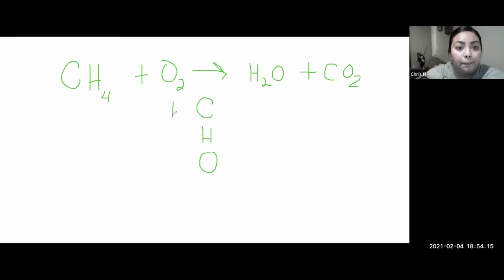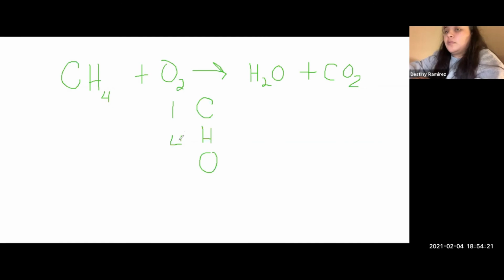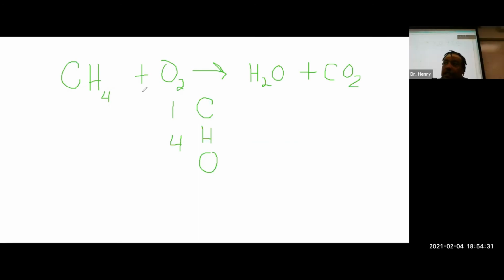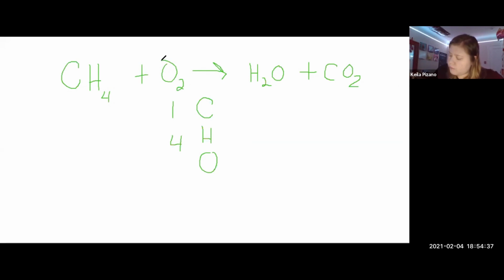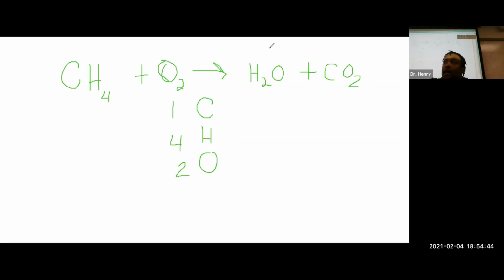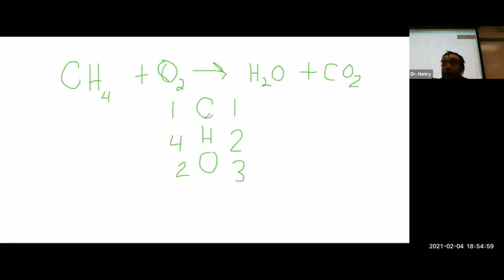1. How many hydrogens do I have on my reactant side? 4. Okay, so that number in the bottom means how many of the H you have? That is correct. And the number of oxygens I have, 2. Now on my product side, how many carbons? 1. How many hydrogens? 2. And how many oxygens? 3.